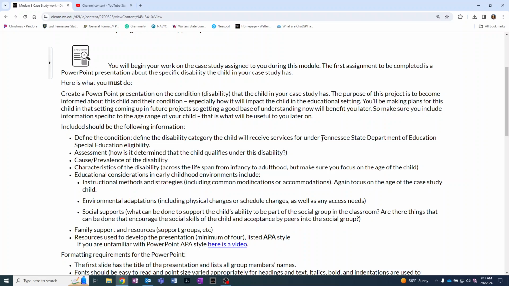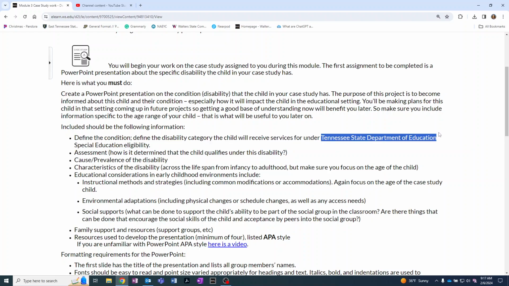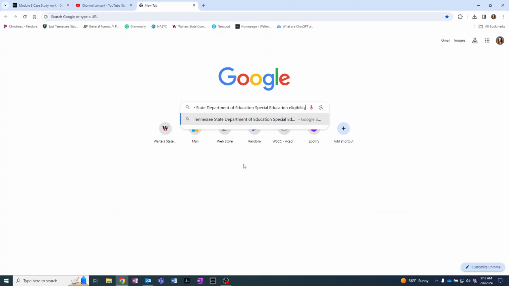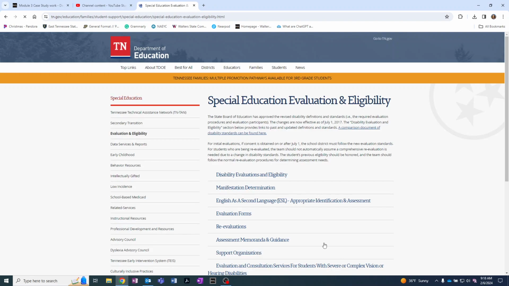When you're researching, you really need to start under Tennessee State Department of Education, underneath special education eligibility. Okay, you can get there. You can just copy it, open up a new tab, and Google search it, and you're going to see it pop up. That would be where I would start.